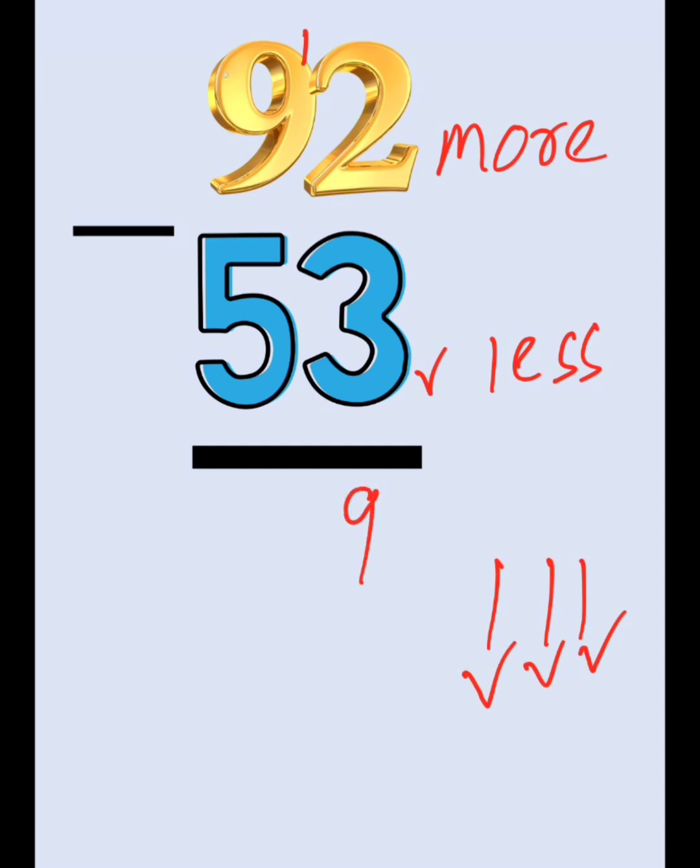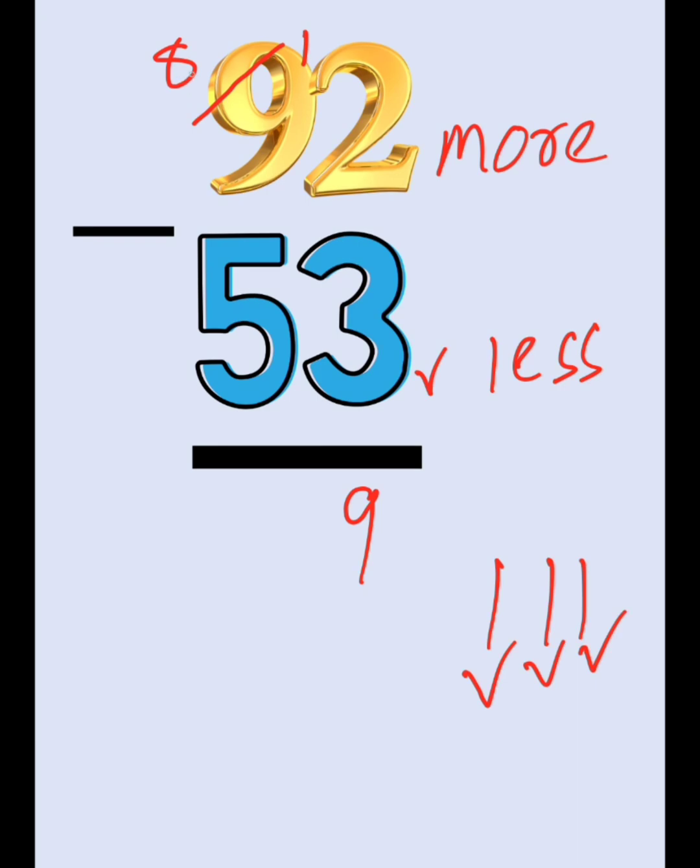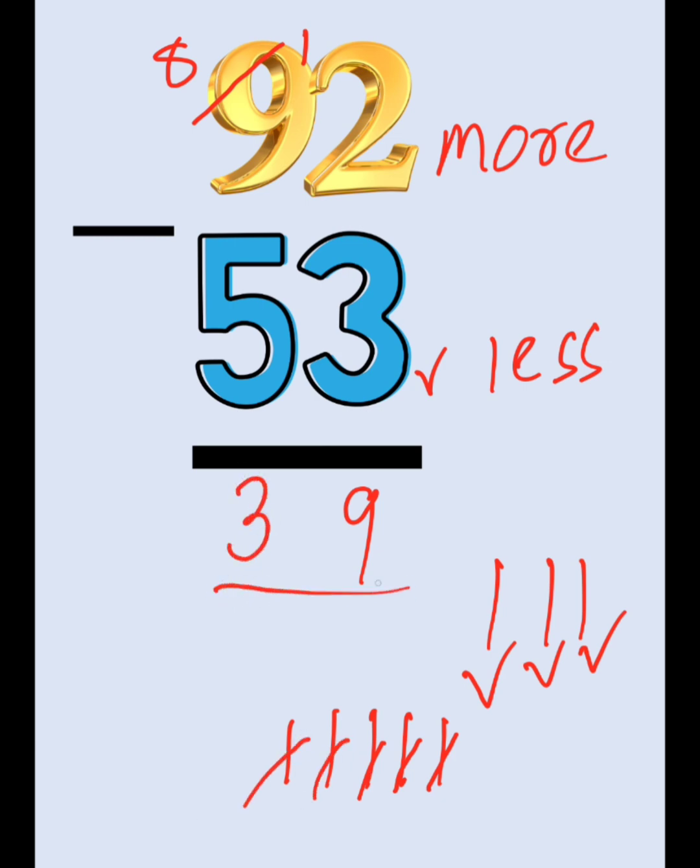And here, after taking 1 from 9, what will you get? 9 minus 1 is 8, the number before 9. So here you are going to write 8. Is 8 more or less? 8 is more than 5. So 8 minus 5. Show me your 5 fingers and count back. The number before 8 is 7, then 6, 5, 4, 3. Then you will get 3. So the answer is 39.